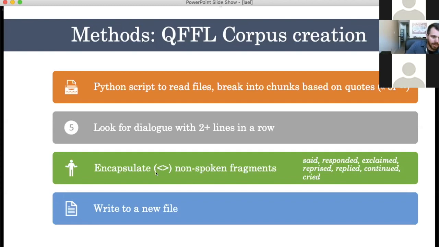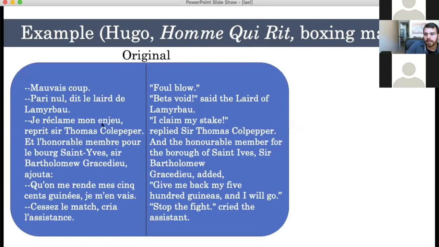So the common process I did with this, let's look at an example first. So here's the original, here's the translation, and in just a second, I'll show you how I was able to encapsulate these separately.